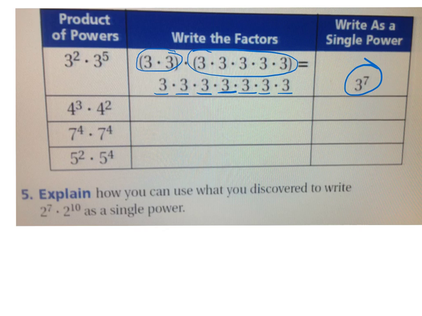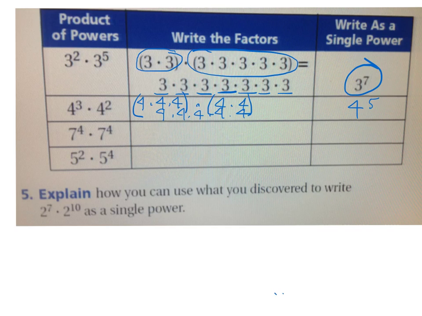So let's do a few more. 4 cubed times 4 squared. 4 cubed is 4 times 4 times 4. And we're multiplying that times 4 squared, 4 times 4. So we're expanding each power and then writing it as one multiplication. 4 times 4 times 4 times 4 times 4. Well, that's just the expanded form of 4. And then what's our exponent? How many times are we using 4 as a factor? 1, 2, 3, 4, 5. 4 to the 5th power.